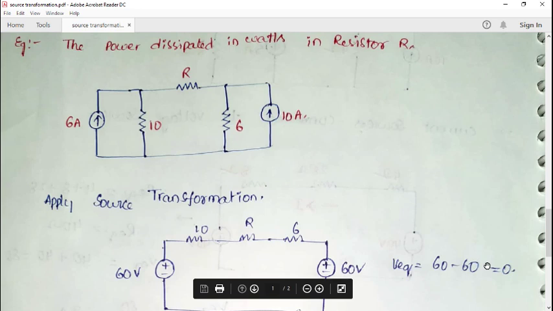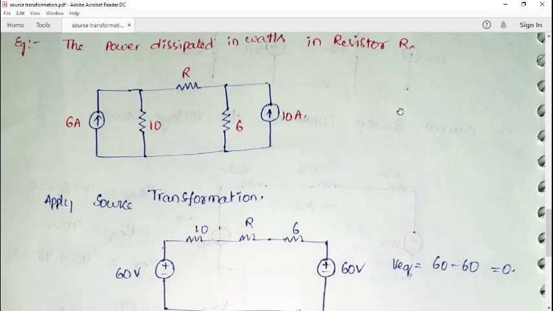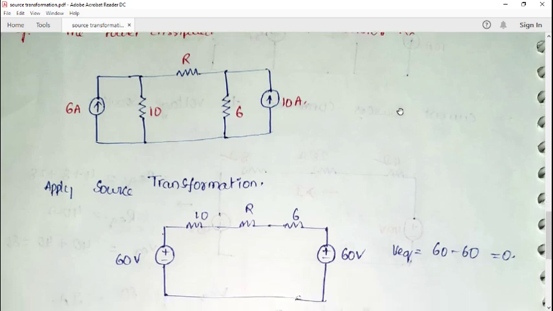The power dissipated in watts in resistor R. This is one of the SPDCL questions, I guess. So, same technique. The current source is transformed into a voltage source, which is in series with the 10 ohm resistor here, and which is in series with the 6 ohm resistor here.